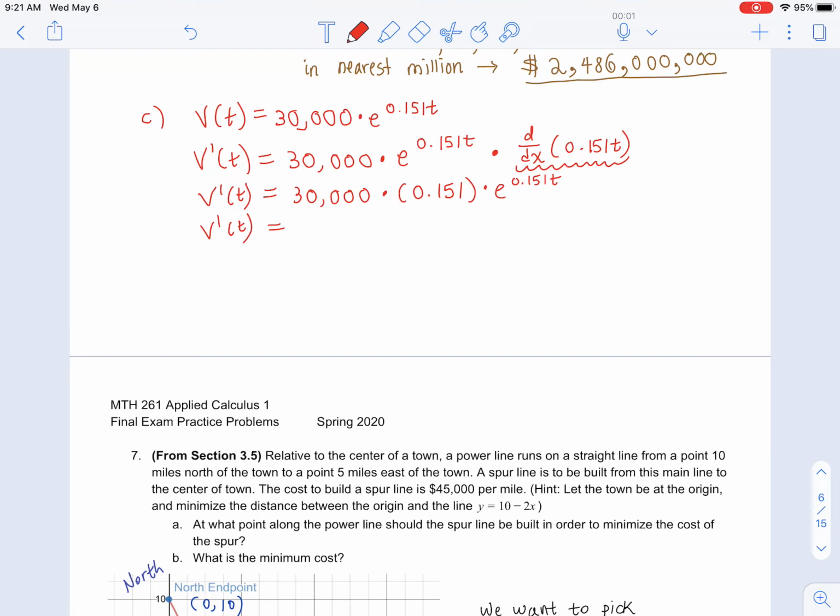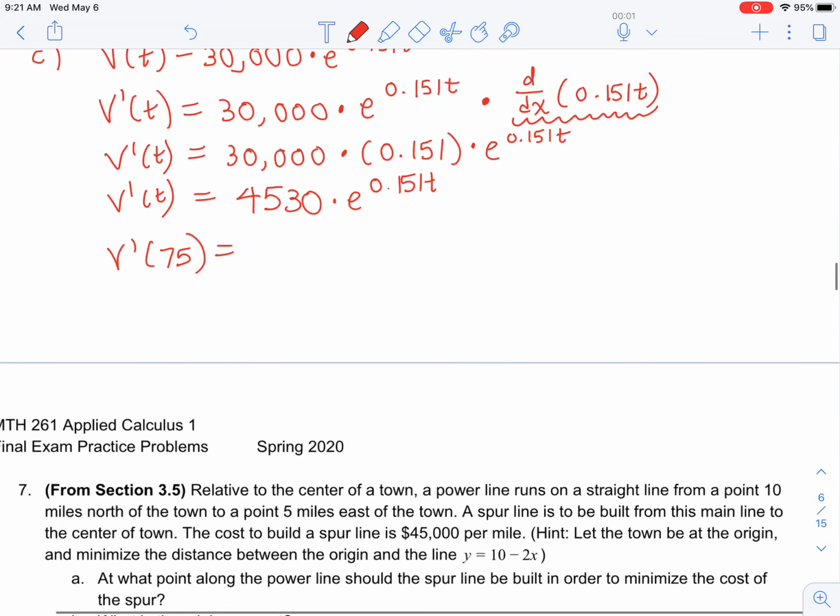Let me just grab a tiny calculator on my cell phone and type in 30,000 times 0.151 equals 4,530. So 4,530 times e to the 0.151t. So now what are we going to plug in? We're going to plug in 75 in here, and that's going to be the rate of change of the price in 2025.